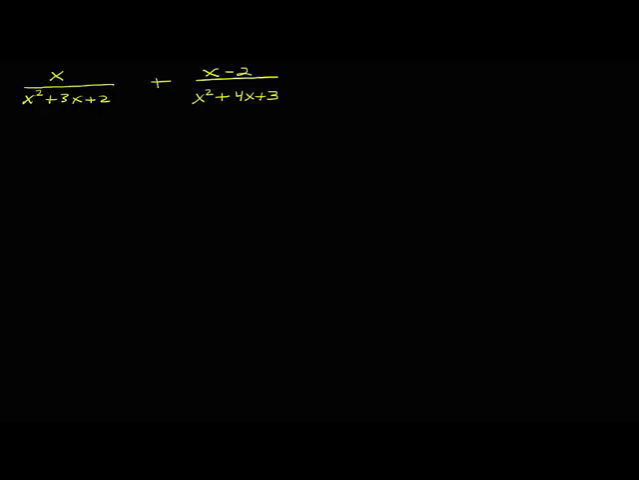Well, first thing we do is we factor our denominators. The denominator on the left factors as x plus 1 times x plus 2. The denominator on the right factors as x plus 1 times x plus 3. What do they have in common? They have in common x plus 1. So we circle the x plus 1s. So the greatest common factor is x plus 1.